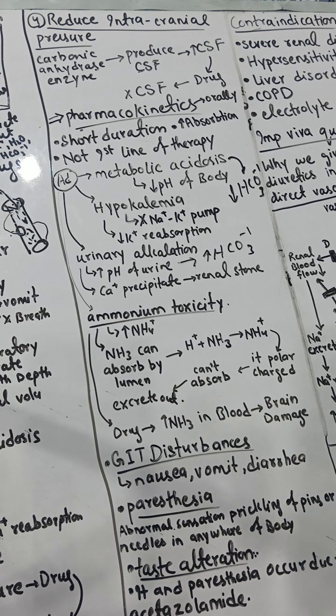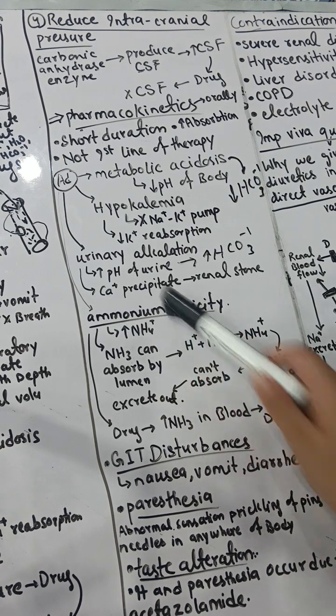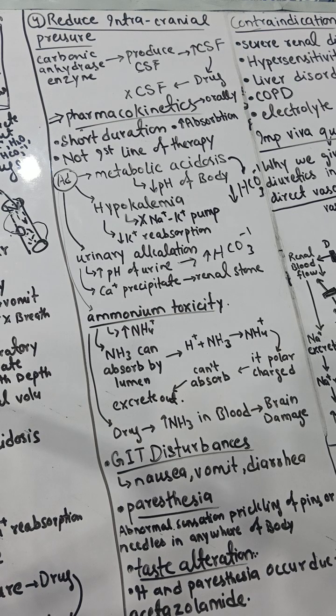Due to which sometimes calcium precipitation can occur. Calcium is an ion which is present in your body. It can precipitate out inside your nephrons, inside your kidney. As a result, due to its precipitation, a renal stone can form. So this is the adverse effect of this drug.